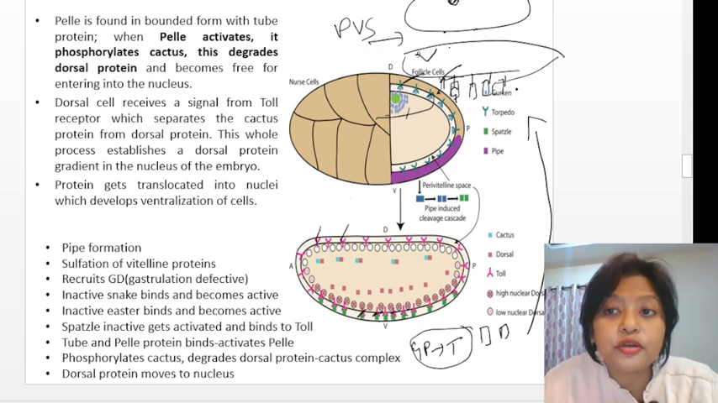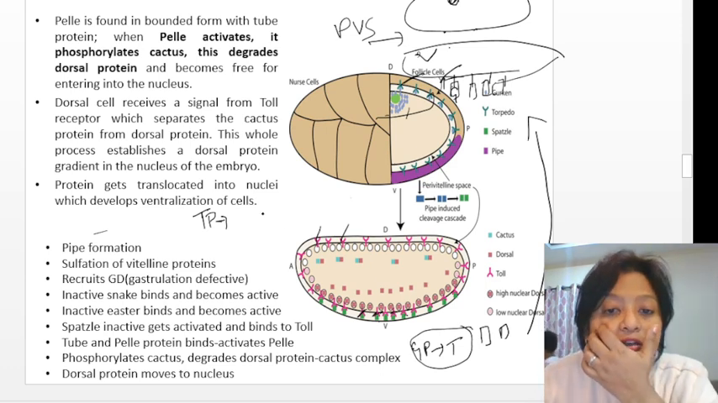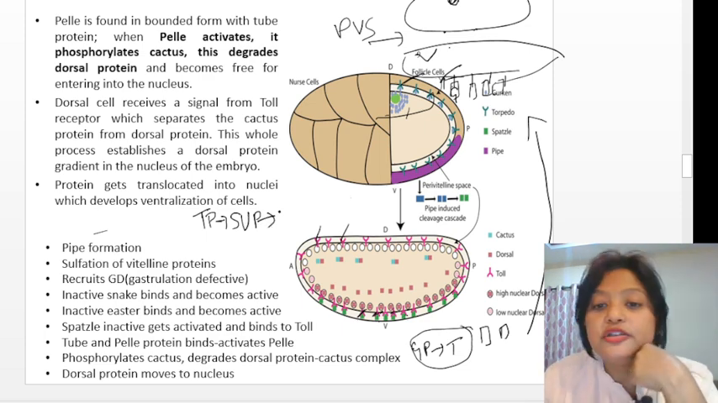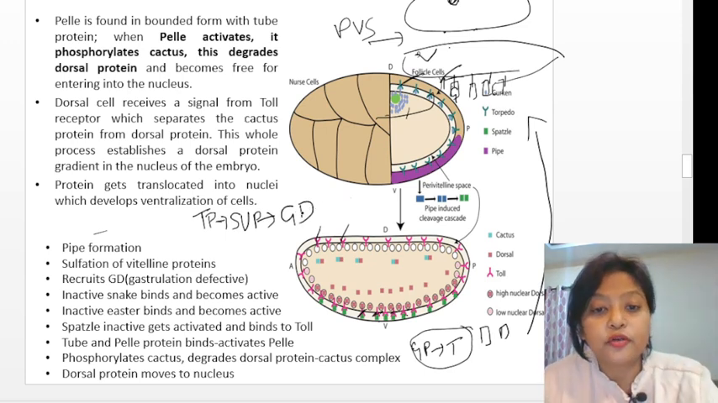There are some vitelline proteins present here. They get sulfated; sulfur groups are added. So sulfation of vitelline proteins occurs. This will recruit GD. GD is gastrulation defective. So pipe synthesis and torpedo lead to the sulfation of vitelline proteins, and this will recruit GD, or gastrulation defective protein, out here.